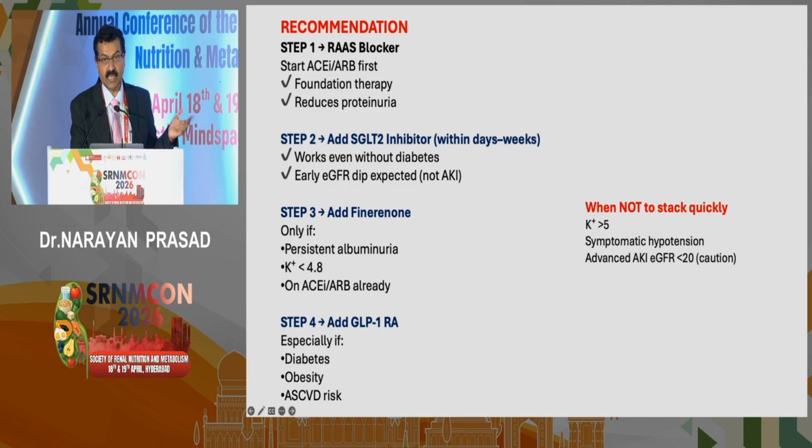So, recommendation: first, start RAS blockers, step 2 add SGLT2 inhibitor, step 3 add finerenone, and step 4 add GLP-1 receptor agonist. When not to stack quickly? When your potassium level is high, more than 5, or symptomatic hypotension or advanced AKI is there, then we should not start all together. Then definitely we have to take step by step.